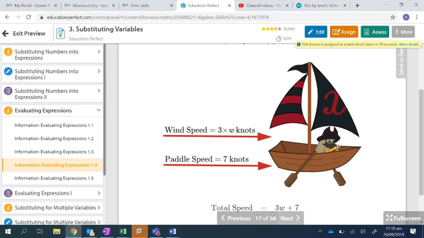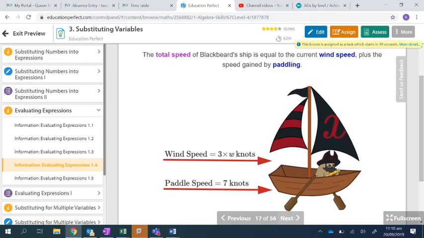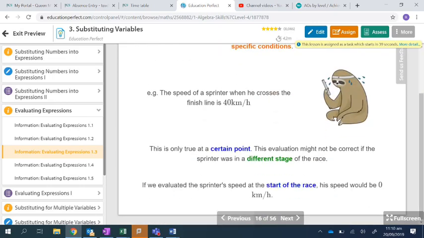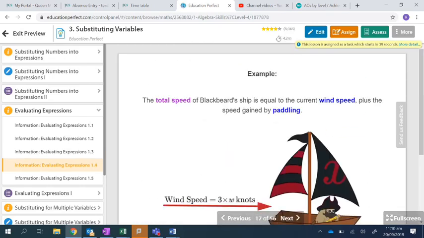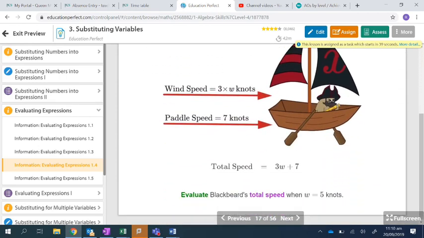We have someone paddling a boat, and they can paddle at 7 knots, but the sails will also catch the wind, right? So that should make the boat go even faster than that. Do you agree? And it says that 3 times the wind speed will tell you how many knots you can go by the wind. So the wind speed and the gain by paddling are given there. So if the wind goes 3 times, that is 3 times the number of knots.